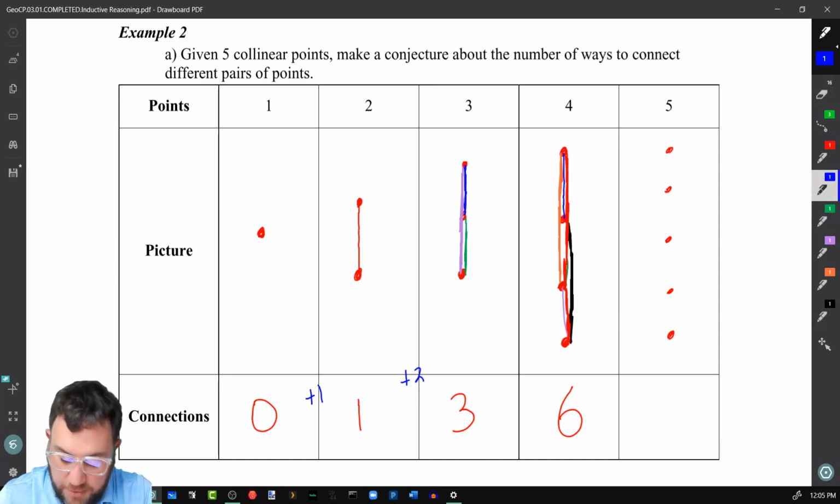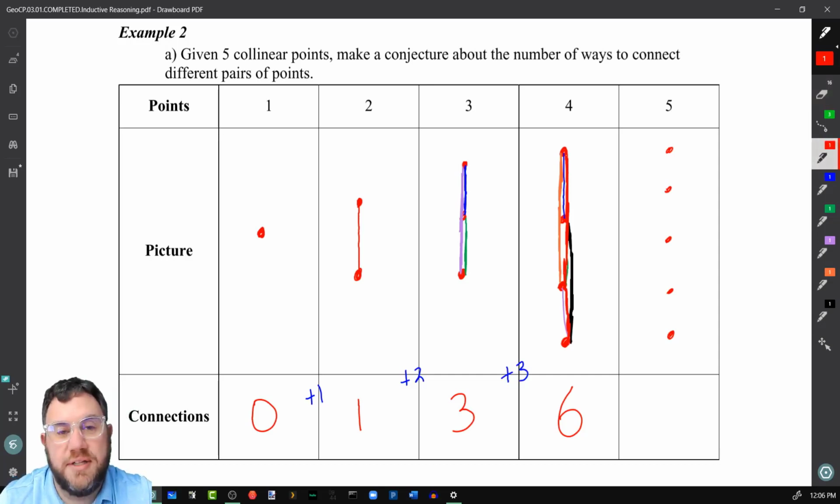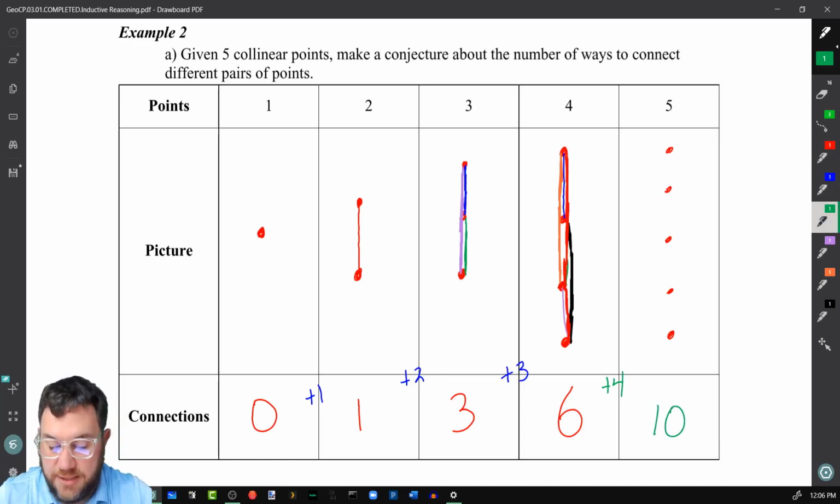How do we get from 3 to 6? Well, we could add 3 or we could multiply by 2. Again, we couldn't do any multiplying at the beginning, so that's probably not it. So we added 1, then we added 2, then we added 3. What do you think you might add to get the next one? A good conjecture would be that we would add 4, and so we would have 10 line segments we could draw.